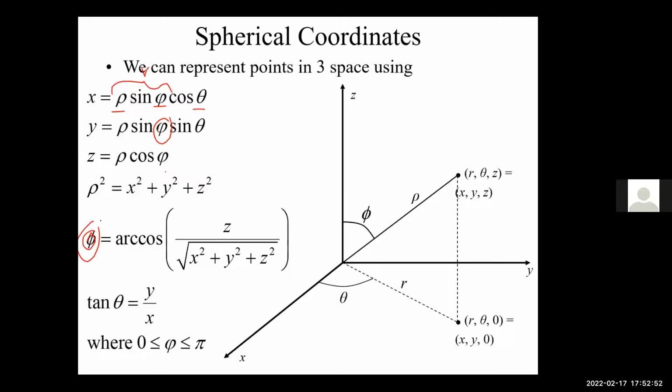So rho is just the magnitude of a vector? Well, rho is the distance formula applied to a 3D point, right? Rho comes from the distance formula of a 3D point. It's specifically the distance from the origin out to our point. Gotcha. Okay. Cool.